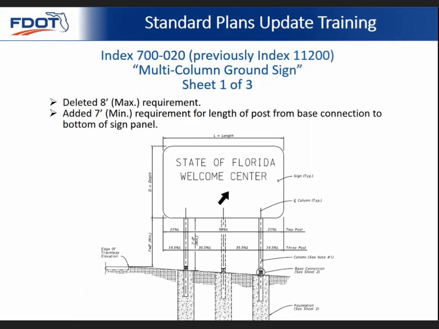What has been occurring previously is that some of those posts were getting very short, especially on significant back slopes or foreslopes, and that was impacting the ability of the sign to actually break away. So this is something to keep in mind when you're designing your multi-column ground signs, just to ensure that those posts are at least 7 feet from the base connection to the sign panel.